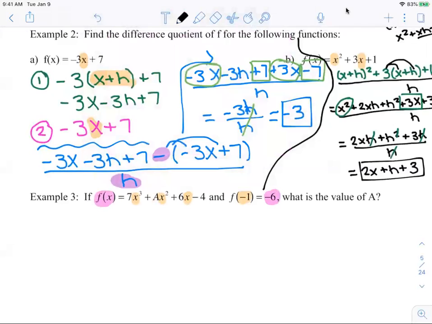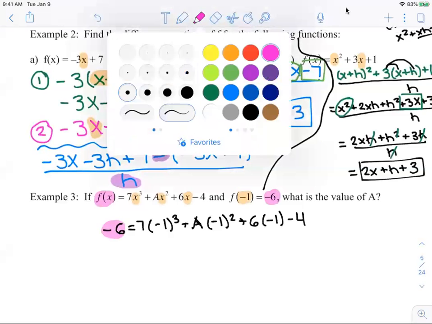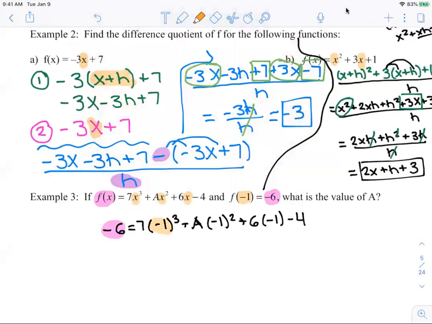So when you go ahead and you write this, we're going to have -6 equals 7 times -1 cubed plus a times -1 squared plus 6 times -1 minus 4. Again, the -6 was there, and I plugged in a -1 wherever there was an x. And now you're just using your normal algebra to simplify.